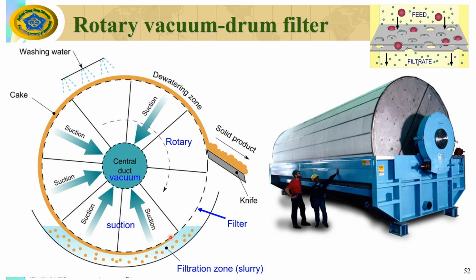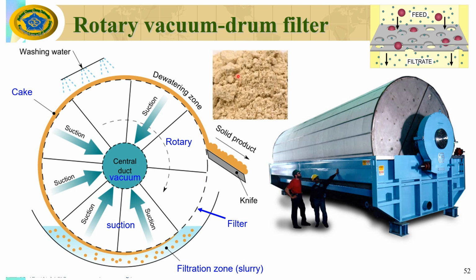And because you don't want to have some of the chemicals, you can wash the cake. And again, from here, the dewatering zone, because of the suction, the water will go in. Okay, and you have a knife here and cut the solid product, and you get solid product here. Okay. So as you can see, you can get powder-like, but still wet. Okay. So this is called cake.